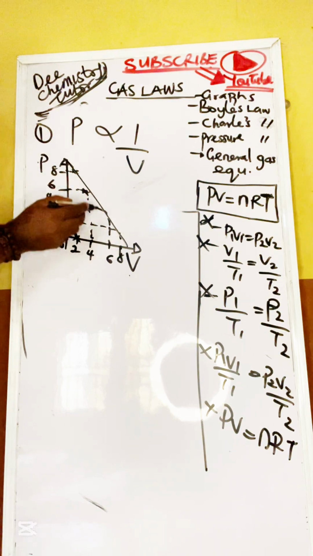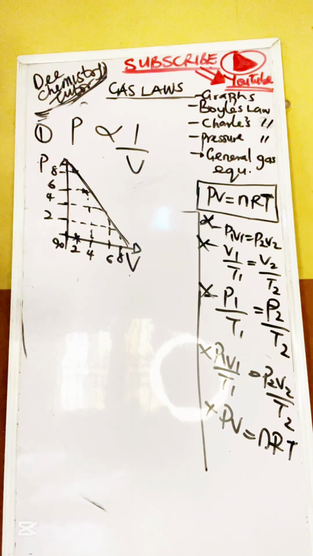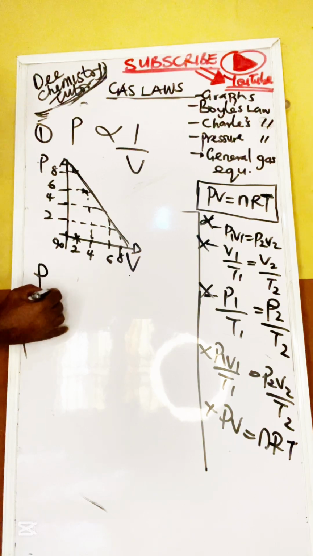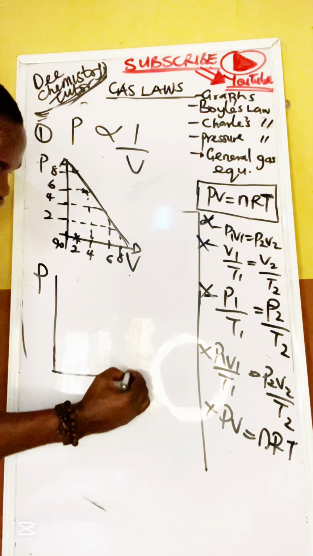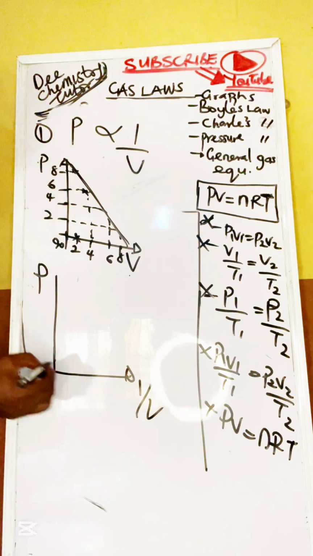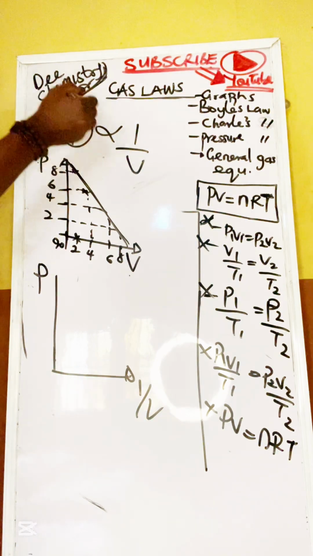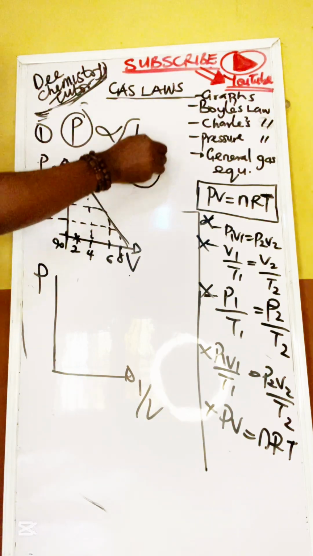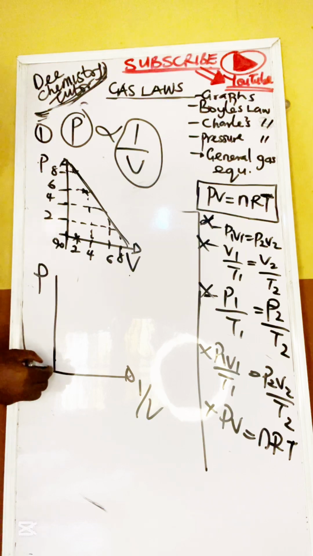Okay, that means I can say P inversely proportional to V can simply mean when you have something like this. Or look at it, I can say when I plot P against 1 over V, P is actually directly proportional to 1 over V. So in this case, I can have my straight line graph.